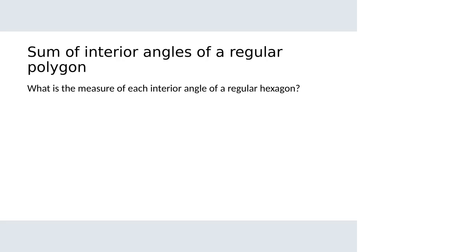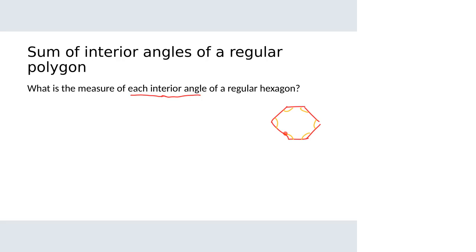What is the measure of each interior angle of a regular hexagon? So here this question is saying, what is the measure of each interior angle of a regular hexagon? If I were to draw a regular hexagon, what we want to know here is, what would I get if I added up all those?